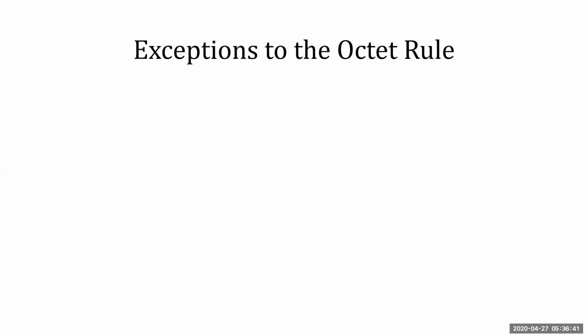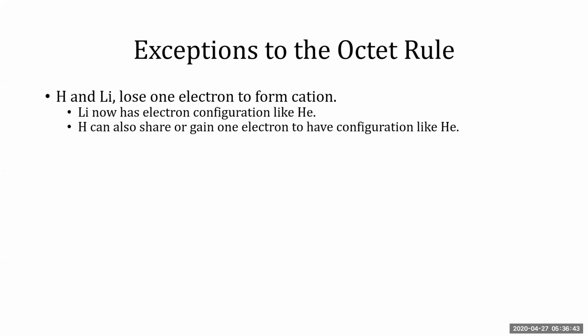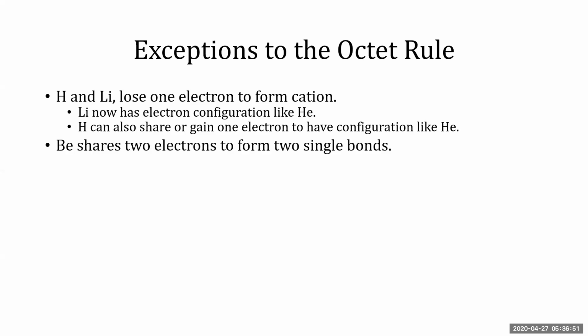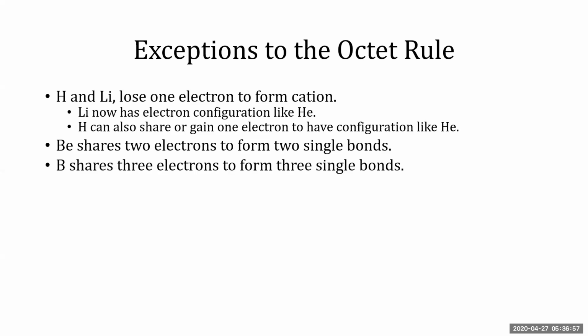Exemption to the octet rule. H and Li lose one electron to form a cation. Be shares 2 electrons to form 2 single bonds. B shares 3 electrons to form 3 single bonds.